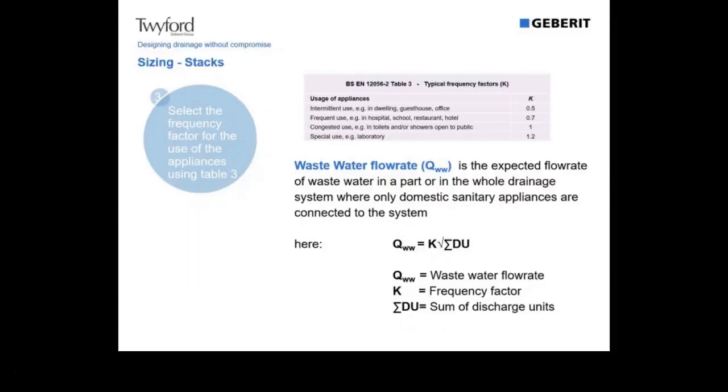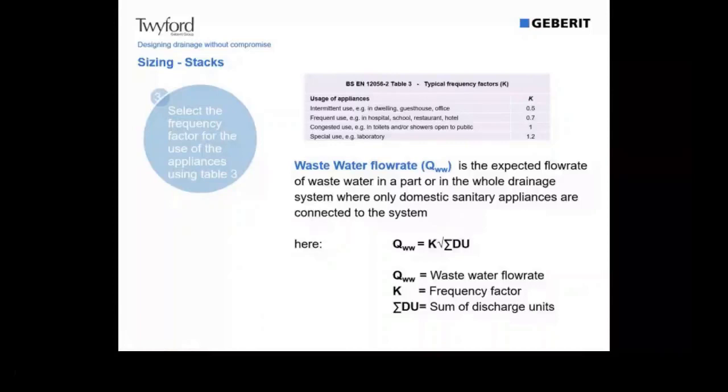Offices are at 0.5, apartments will be 0.5, hospitals and schools will be slightly larger at 0.7. And then where we say congested use in toilets and showers, so a football stadium or a rugby stadium or a theatre somewhere like this or a cinema, you would calculate to a value of 1. This is down to when they're in use, what is the frequency of that use? So that's why somewhere like that you would have a frequency of 1 typically.